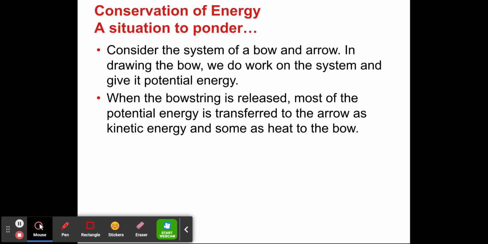Always remember that. Now, if we consider the system of a bow and arrow, in drawing the bow, we do work on the system and it gives it potential energy. When the bowstring is released, most of the potential energy is transferred to the arrow as kinetic energy and some of it as heat. The reason why we say most is because not all of it; the frictional force takes some of that energy off as heat. So energy is not created, energy is not destroyed, it's only transferred from one form to the next.